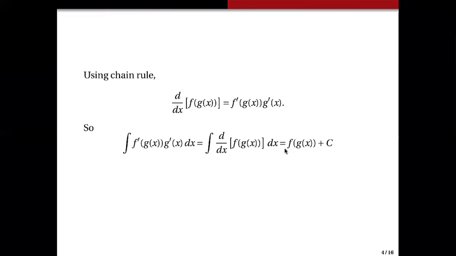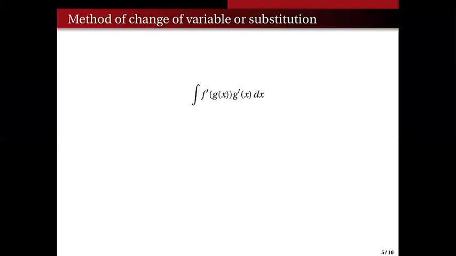Now, we were able to derive this integral on the left using the fact that we know the derivative of f of g of x with respect to x. But what if we are just given this integral and we didn't recall that this left-hand side is actually a derivative of a composition function? So we will invoke our method of change of variable, or the substitution.